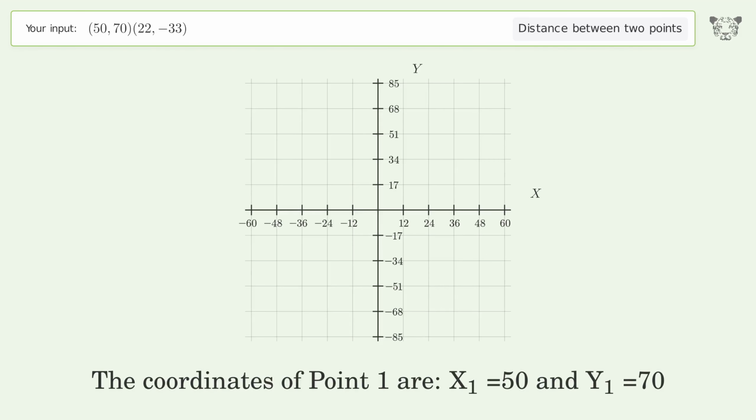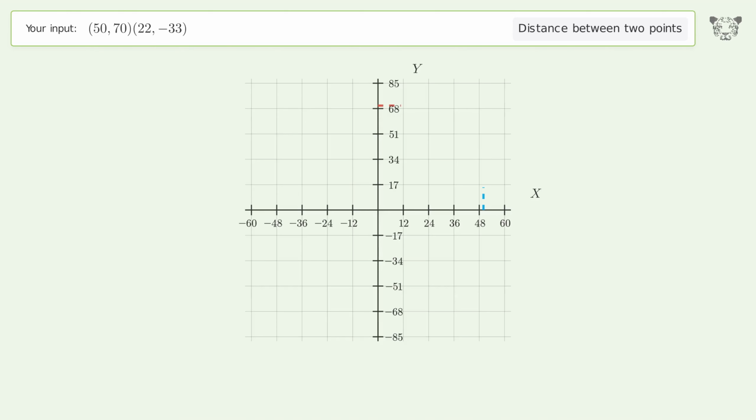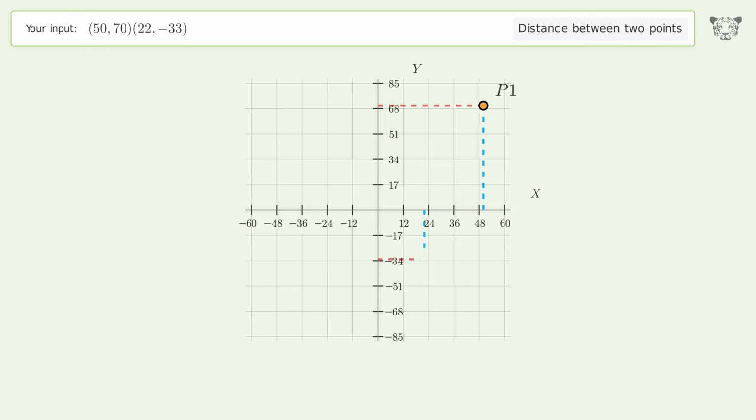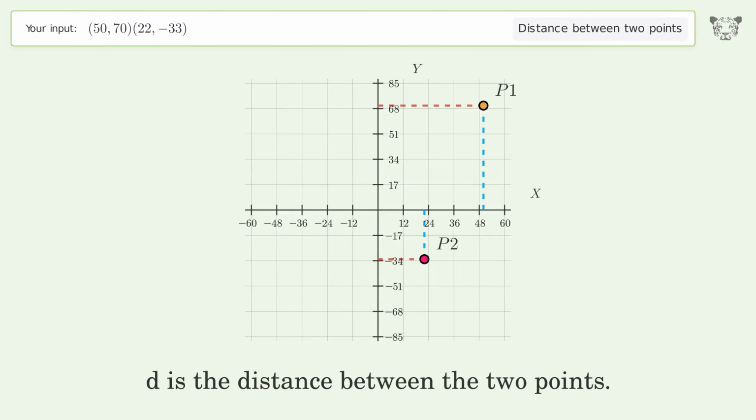The coordinates of point 1 are x1 equals 50 and y1 equals 70. The coordinates of point 2 are x2 equals 22 and y2 equals negative 33. D is the distance between the 2 points.